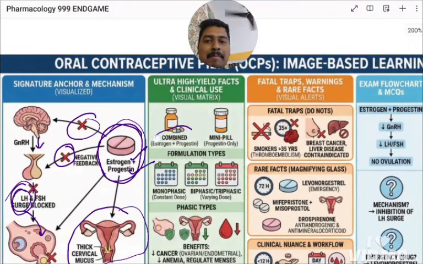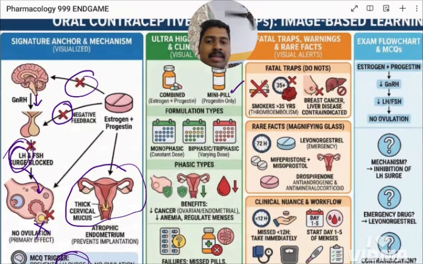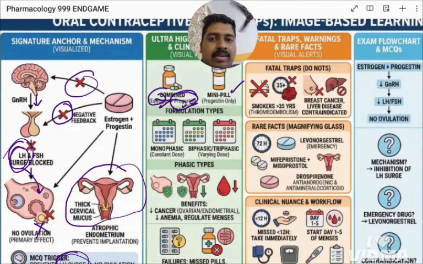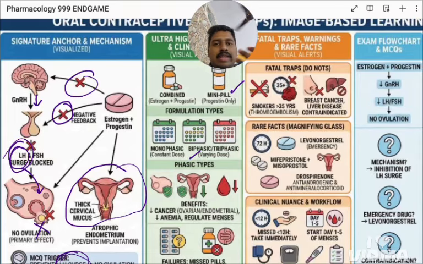So OCPs can be combined, which has both estrogen and progesterone components, or it can be a mini pill where there is only progesterone. There are two types of dosing. One is constant dosing, where we give the same dose daily, and second is biphasic and triphasic, that is varying dose. I'll tell you what it is. Monophasic means the same dose of estrogen and the same dose of progesterone is given throughout the cycle. So it is like 21 plus 7, whatever you have studied so far in your MBBS days, that is monophasic. Now what is biphasic? Biphasic means the estrogen dose is the same, and the progesterone dose is gradually increased in the mid of the cycle. So you see these yellow pills, these are increased because the level of progesterone is also increased during that phase.